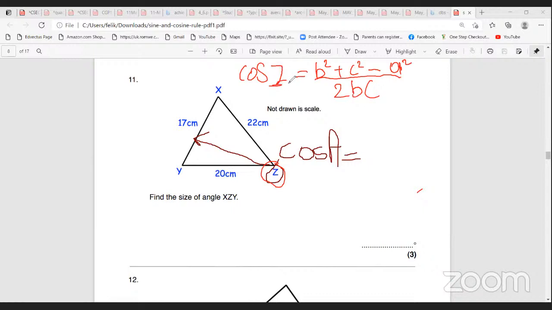Okay. So that means the angle here is Z. The side here is Z. That means y is b square and x is c square. Good, that's fine. All right, so go ahead and write in those now.